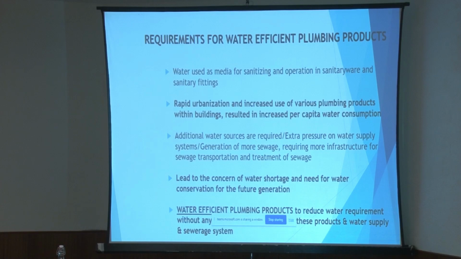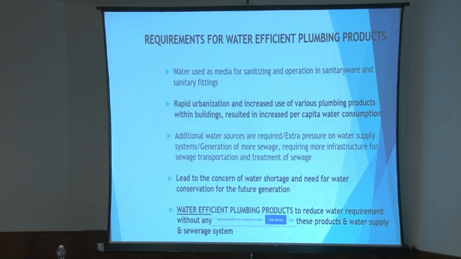The other is the requirement for water efficient plumbing products. As you know, due to our change in lifestyle, our consumption of water has also increased. So this is our initiative to control water wastage. Water is used as a medium for sanitizing and operation in sanitary ware and sanitary fittings. Rapid urbanization and increased use of plumbing products within buildings resulted in increased per capita water consumption. So additional water resources are required, with extra pressure on water supply systems and generation of more sewage, requiring more infrastructure for sewage transportation and treatment. This led to the concern of water shortage and the need for water conservation for future generations.